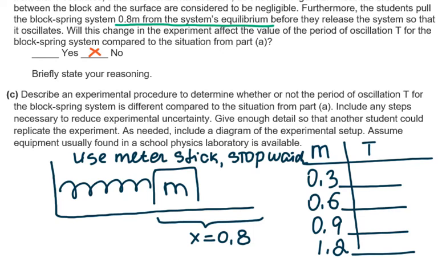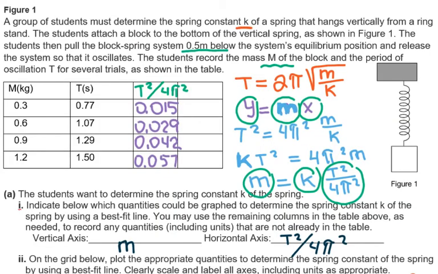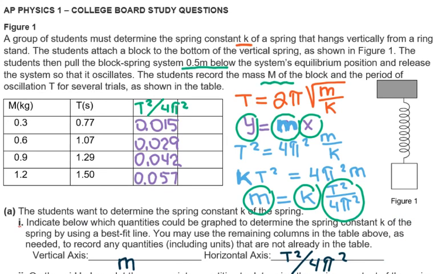And because they say include any steps necessary to reduce experimental uncertainty, the more experiments I do for each mass, the closer my numbers hopefully will be to the ones that I had in the first experiment. So that will reduce my errors. So the more you do the experiment for the second one to see how close the time is for each mass, that reduces your error in your experiment. And that's about it for this question.